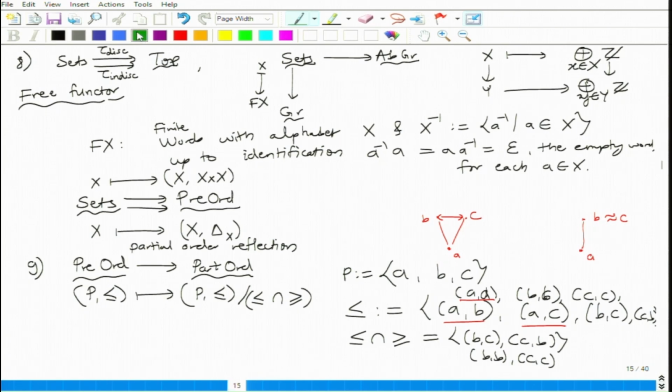How will you go from here to here? You will send B and C to the equivalence class of B and C. This map is clear. A will go to A, B and C will both map to the same element. But while coming back, I need to make a choice. A will go to A, but for B equivalent to C, I have to make a choice of either B or C.